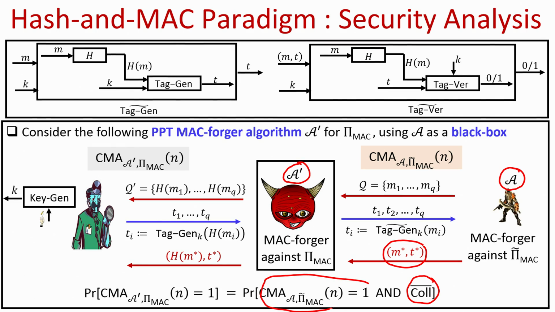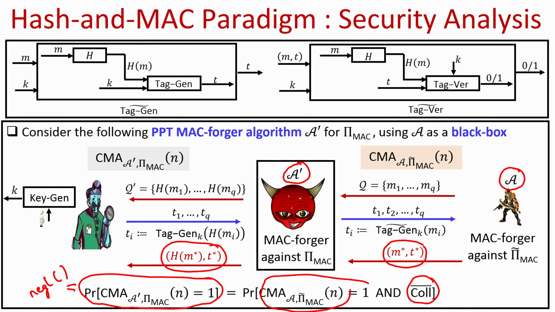If adversary A still wins the game, that means the message M*, T* is indeed a forgery even in the presence of the event negation of collision, then the hash of the message M*, T* is a valid forgery for your fixed length MAC, which implies that the adversary A' has won the CMA game against the fixed length MAC. Now, since we are assuming that our base MAC, or the fixed length MAC, is secure, this quantity is a negligible quantity. Namely, there exists no adversary A' who can win the CMA game against the fixed length MAC with probability better than negligible in the security parameter.